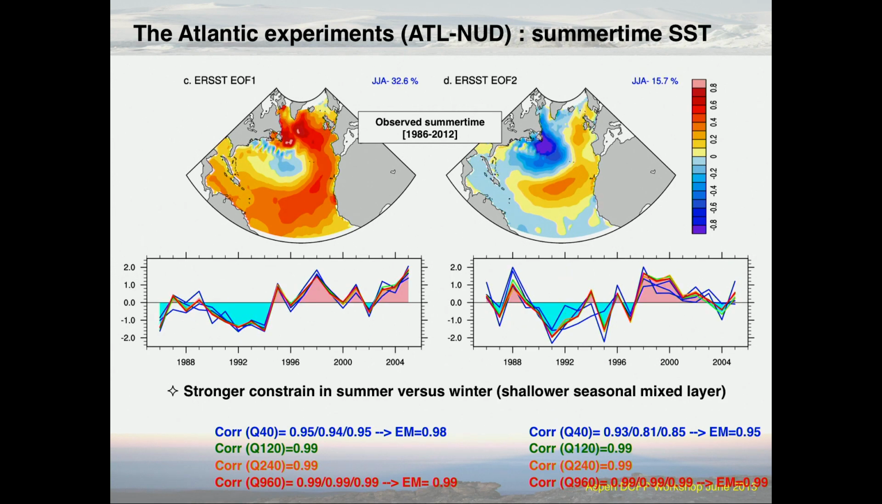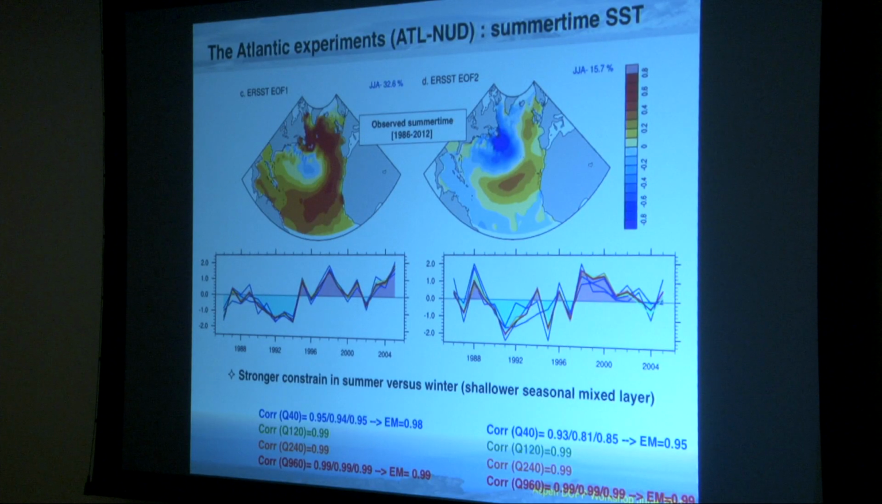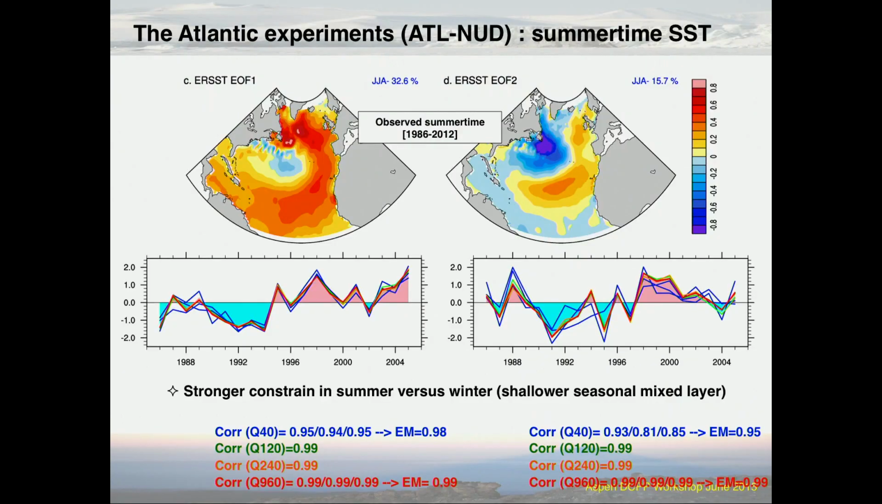This is for summer, where in this case, because the mixed layer is very shallow, the restoring actually is very strong, even for 40 watts per meter squared per Kelvin. So the constraint is strong, and you can really see the shift, and all the pacemaker simulations do a good job with this SST, and about the same here. So there is a stronger constraint in winter, because we chose this fixed restoring parameter through the seasons, so the constraint is different in the seasons because of the seasonal cycle of the mixed layer depth.